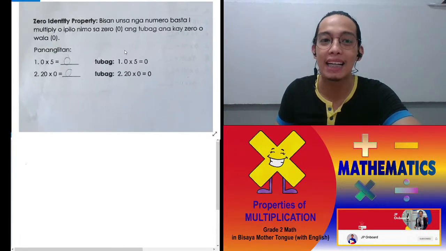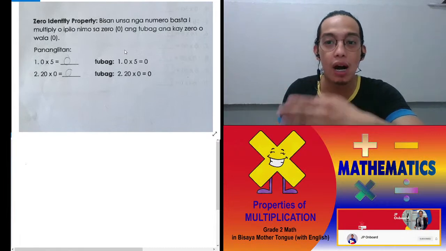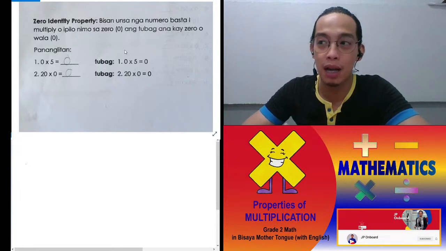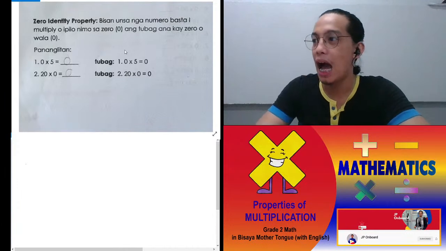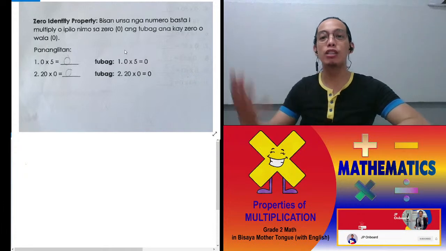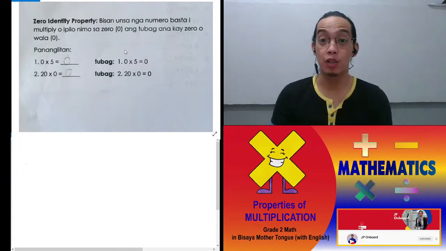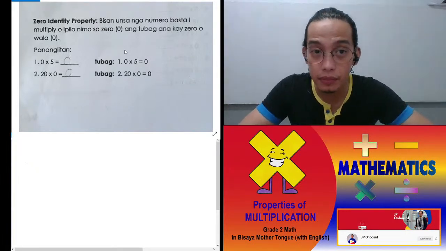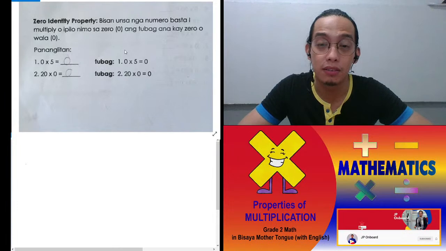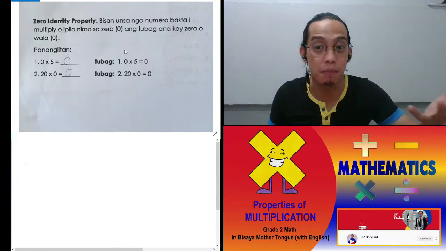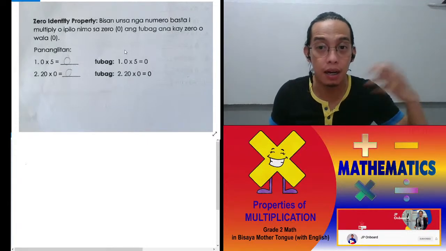It is the zero identity property. Bisan unsa nga numero, basta i-multiply or ipilo nimo sa zero, zero ang tubag ana, kay zero or wala. Bisag unsang number nga multiplyan nimo og 0, ang answer is 0. Okay? Bali siya sa 1 na katong ang answer is ang number. Kung multiplyan og 1, ang answer is ang number.